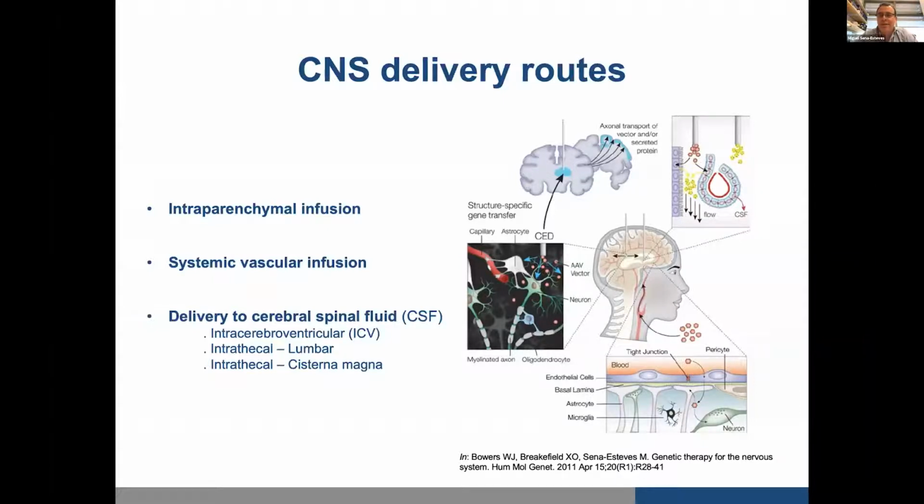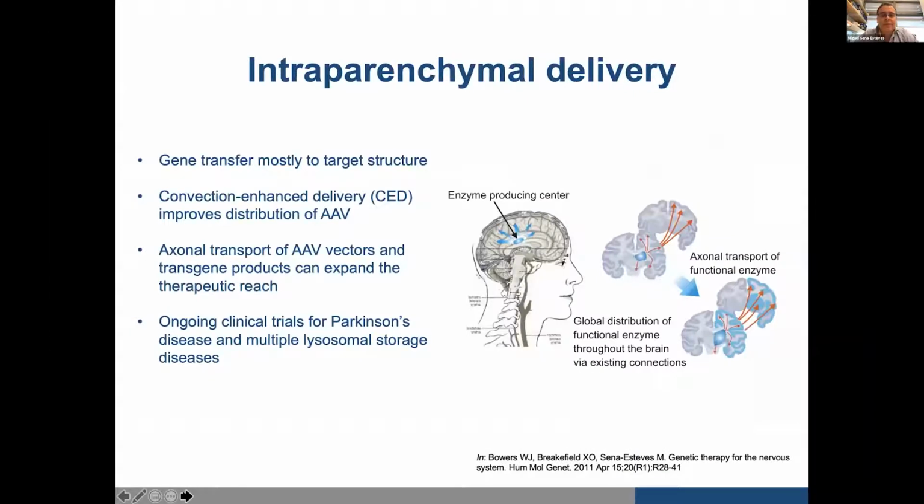to CSF delivery and systemic delivery due to the discovery of new capsids that have quite interesting properties. So intraparenchymal delivery certainly is designed to target specific structures. Convection-enhanced delivery, which has been pioneered by Chris Benkowitz at UCSF, as well as other groups at NIH, has enhanced our ability to cover entire structures in the human brain.